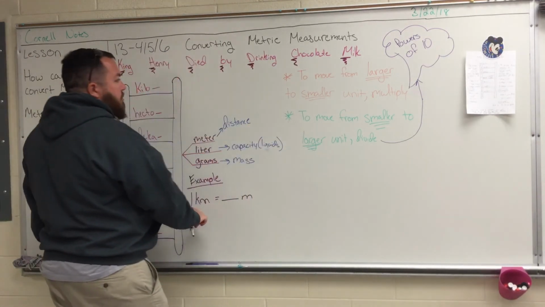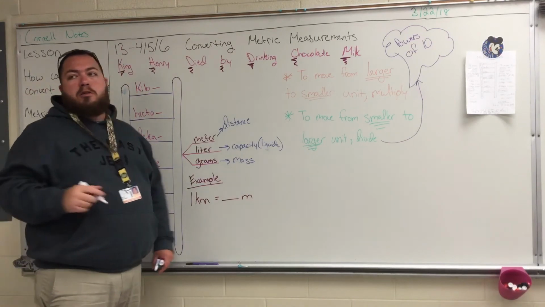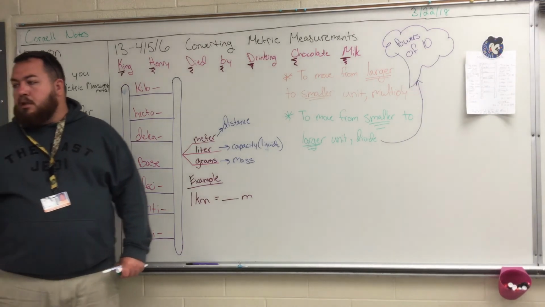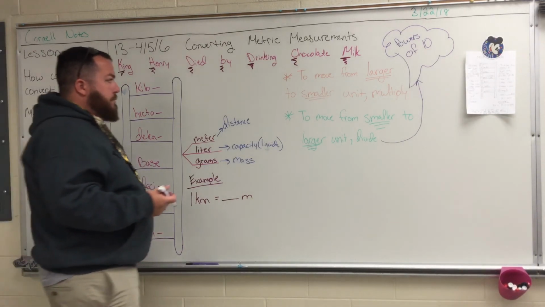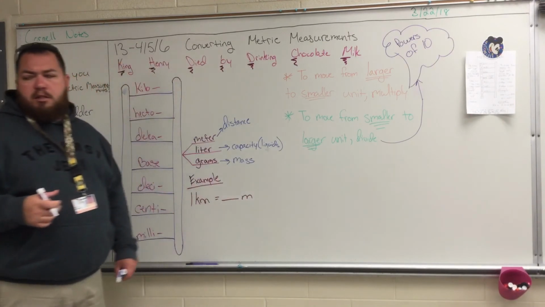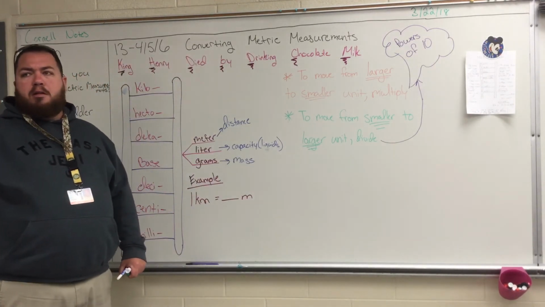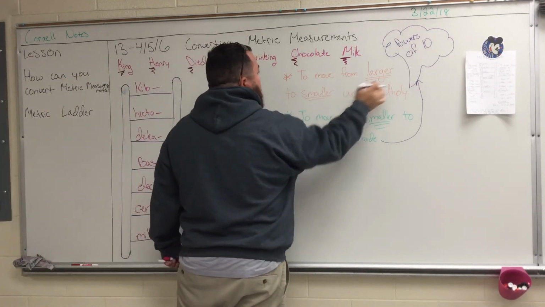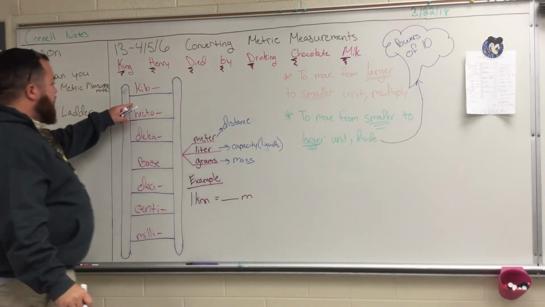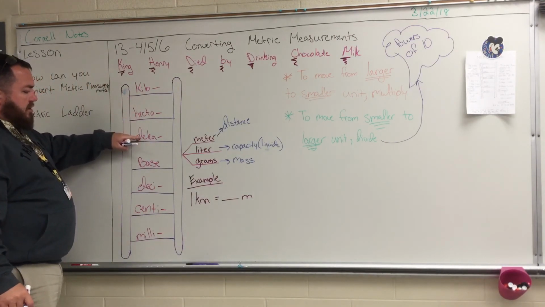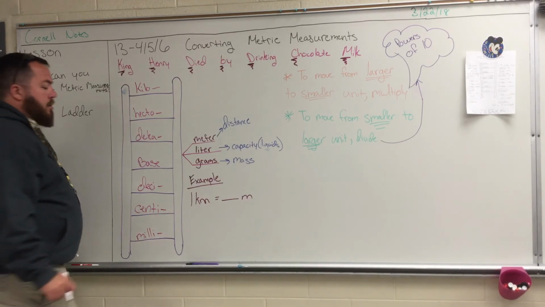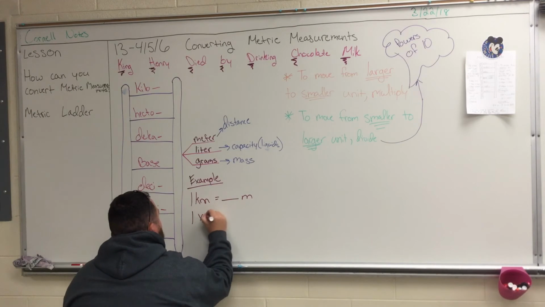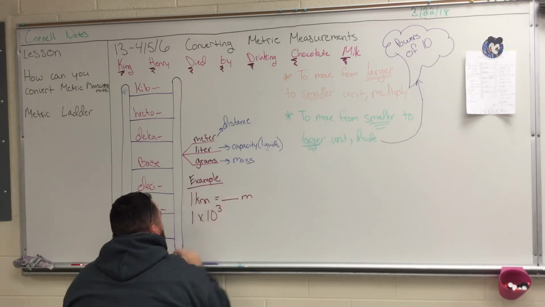So now that we know that we went 3 steps, we need to look at here. Are we moving from a larger number to a smaller, or a smaller to a larger? Ty? A smaller to a larger, okay? Are you sure about that? What do you got, Robert? Larger to smaller. So we multiply by the powers of 10. Well, this would be 10 to the first power, 10 to the second power, 10 to the third power. So what I would have is 1 times 10 to the third power.